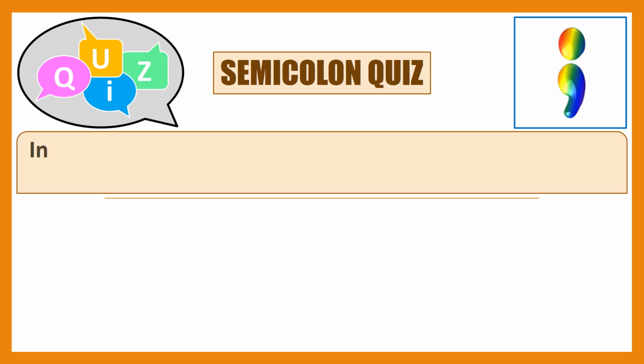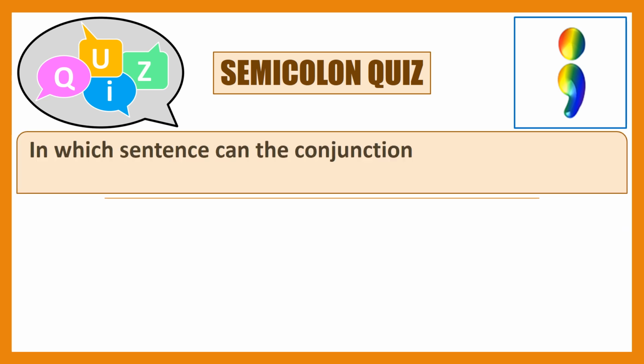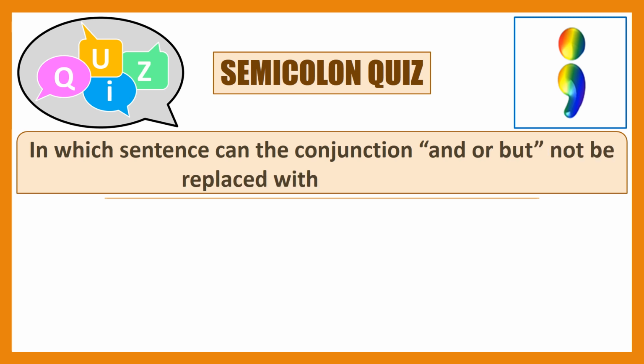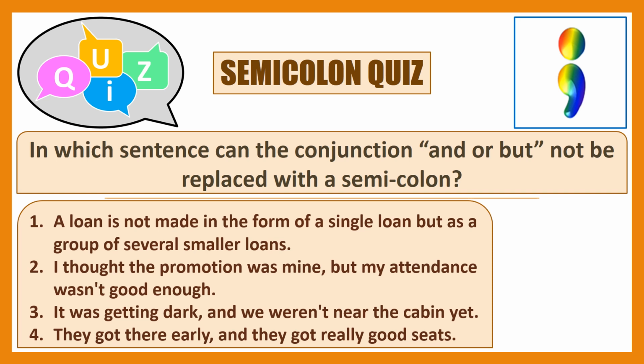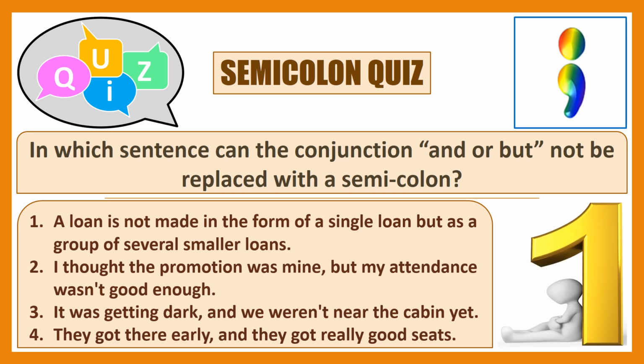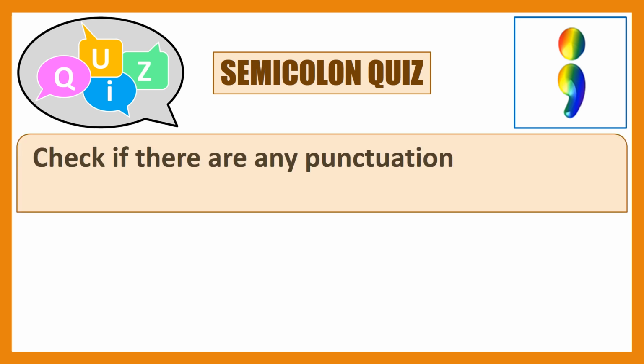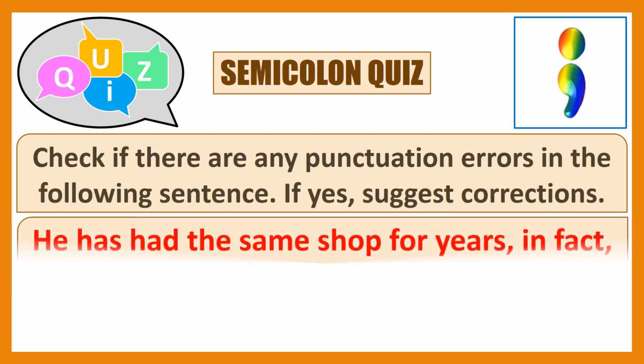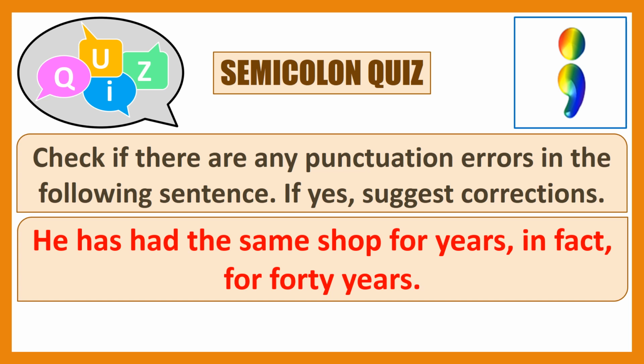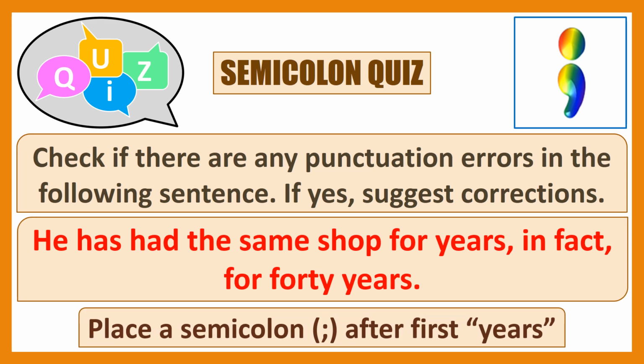In which sentence can the conjunction and or but not be replaced with a semicolon? Your options are, and the right answer is option 1. Check if there are any punctuation errors in the following sentence. If yes, suggest corrections. Look at the sentence. And the right answer is place a semicolon after years.